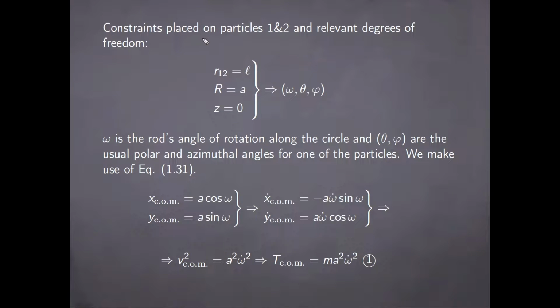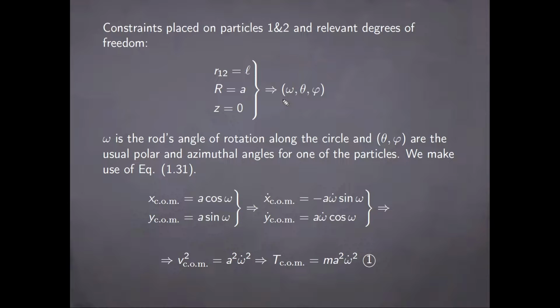The constraints placed on particles 1 and 2 and relevant degrees of freedom are given in the following. The distance between them is the fixed length of the rod, L. The radius of the circle on which the center of mass moves is a. And for convenience, we want the circle to be in the plane given by z equals 0.